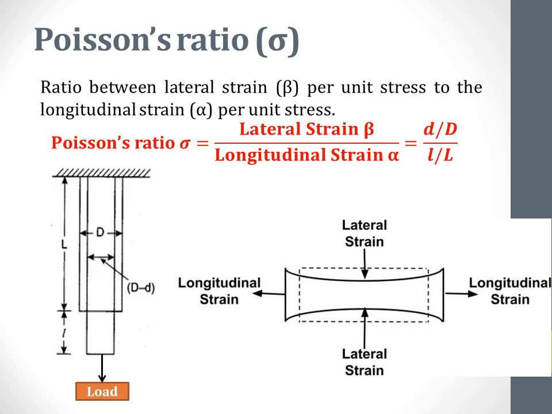So, in this formula which we see here, it is the lateral strain beta divided by the longitudinal strain alpha, equal to small d by capital D divided by small l by capital L, where small d stands for the change in diameter, capital D the original diameter, small l stands for the change in length, capital L standing for the original length.